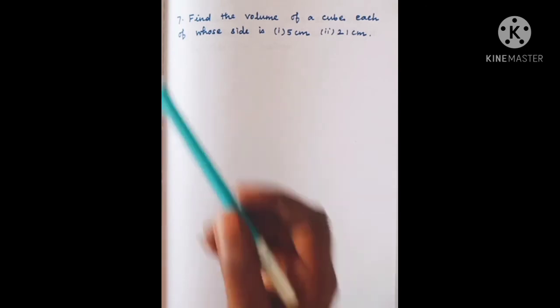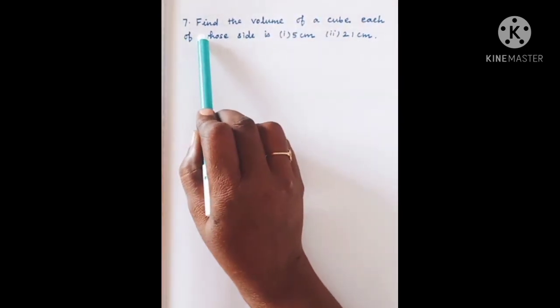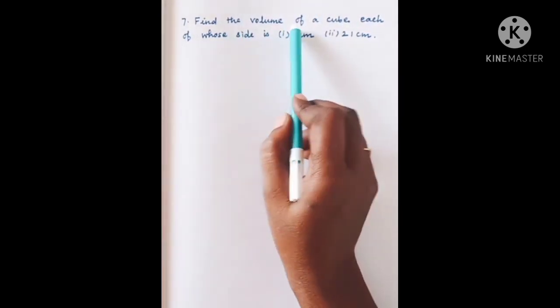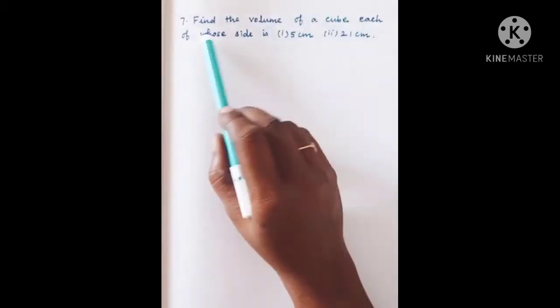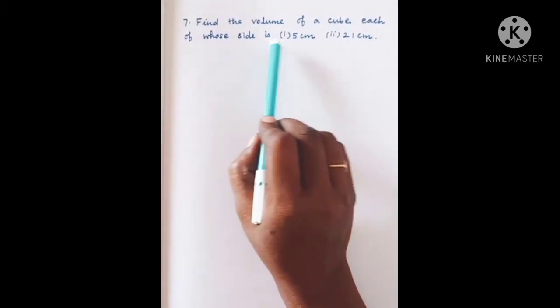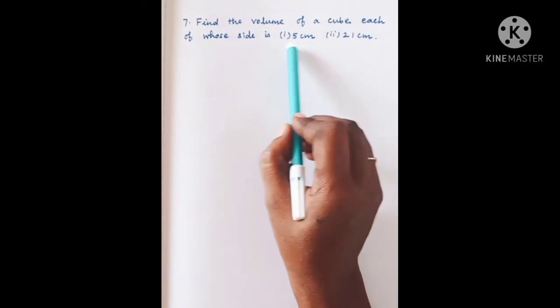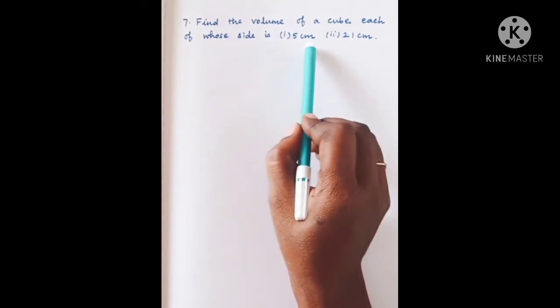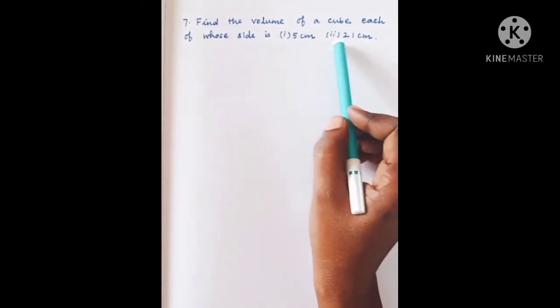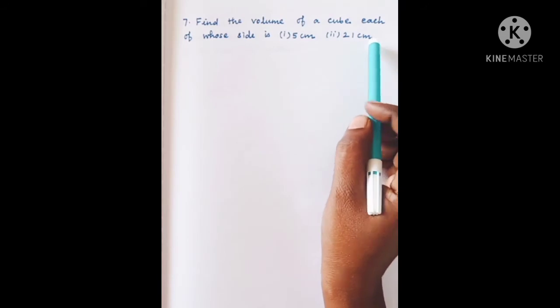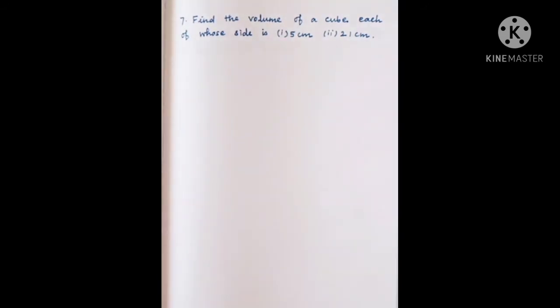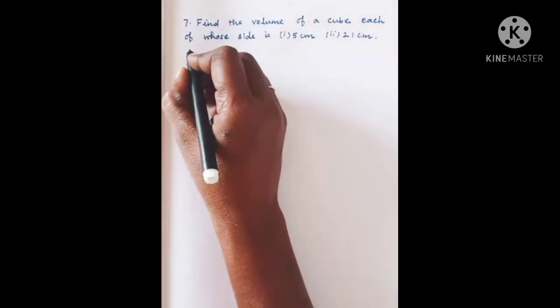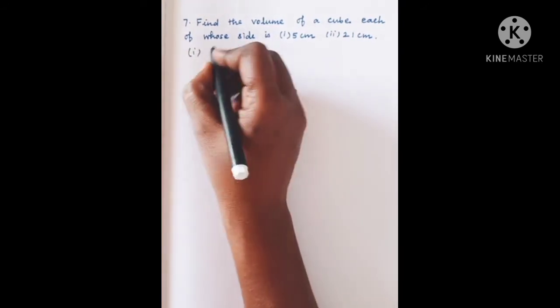Exercise 7.3, seventh problem. Find the volume of a cube, each of whose side is, first subdivision, 5 centimeter, and the second subdivision, 21 centimeter. Now let us solve the first problem. The first subdivision is 5 centimeter.